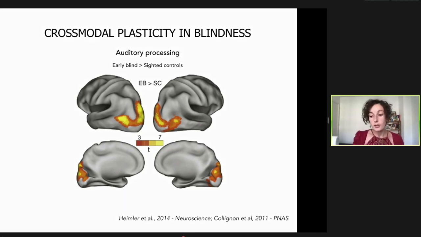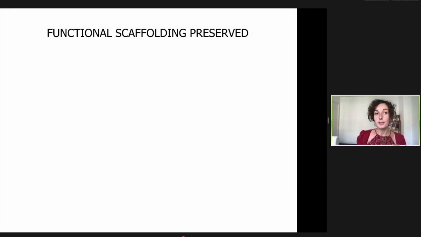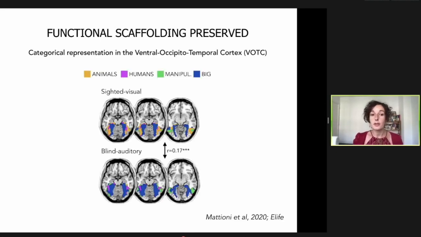A more recent study also showed that even if the modality switches, the functional scaffolding of this region is preserved. For instance, we recently showed that the categorical representation in the ventral occipitotemporal cortex, or VOTC, is significantly similar in sighted for visual stimuli and in blind for sounds. Just to make an example, the region that prefers faces in sighted now switches and starts to prefer voices in blind. So basically the modality switches, but the categories stay the same.